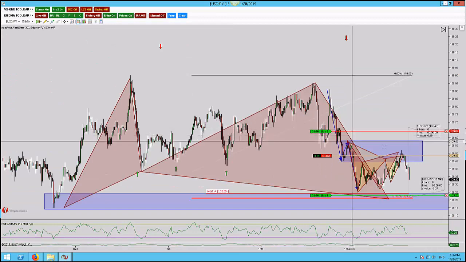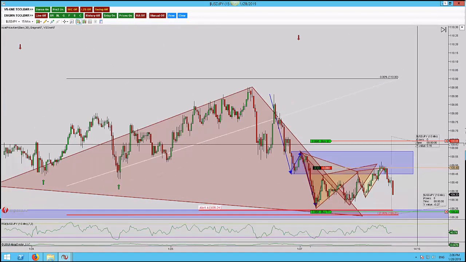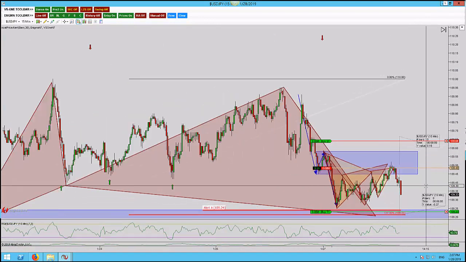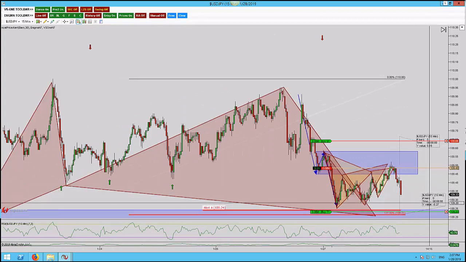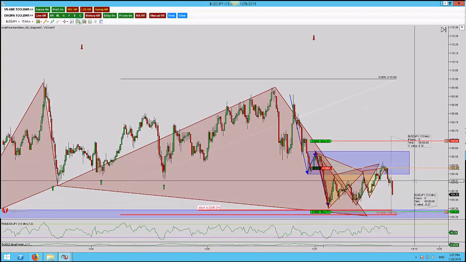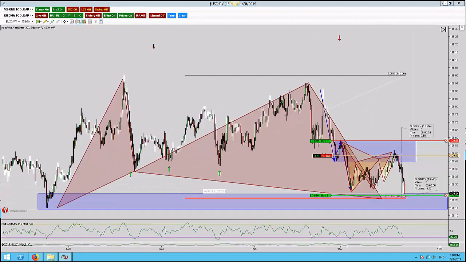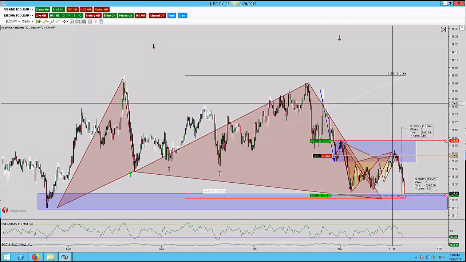Okay, currently 14 pips up. You can see we've had quite a nice rejection from that zone. We're just over halfway here now to those potential targets. Okay, we're getting close to targets now. We've just rallied down to within a couple of pips here of those targets.